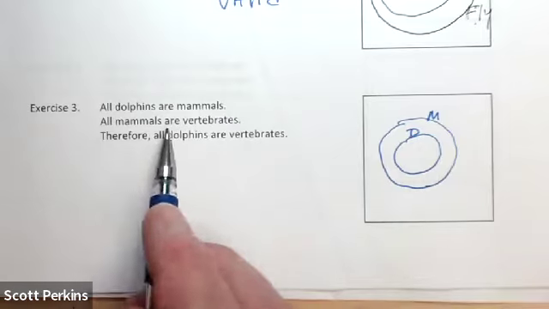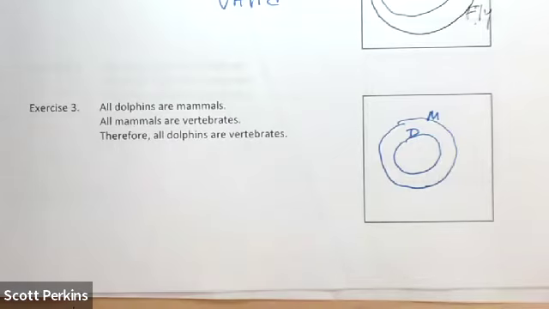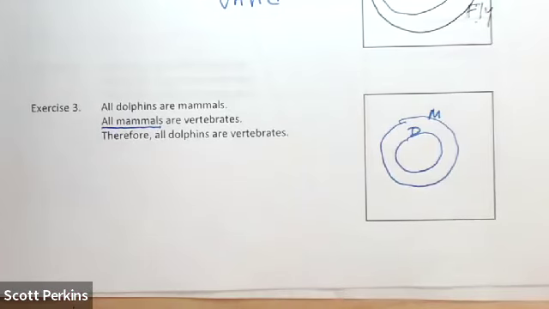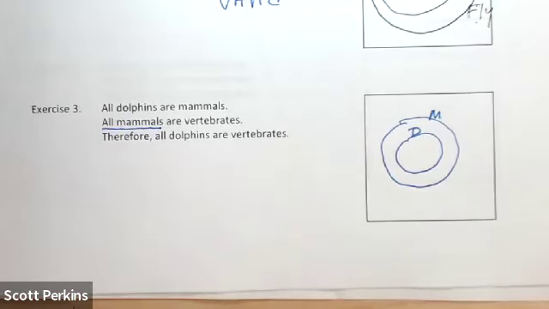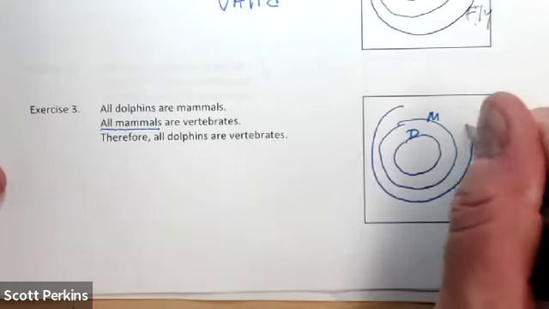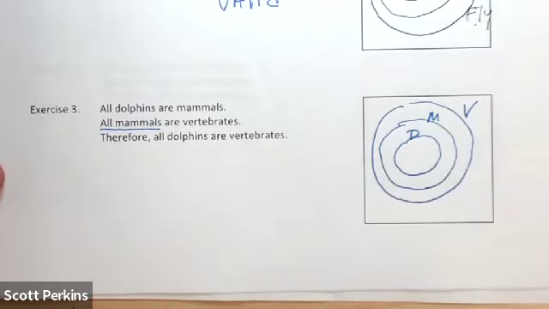All mammals are vertebrates. So now I need a circle for vertebrates. Where is it going to go? Why did you say outside the mammals? You're 100% correct. Mammals would have to be the smaller circle in comparison to the vertebrates circle. And so I'm going to put that around it. Perfect. Well done. You track it with me?